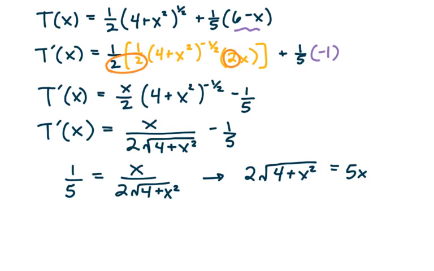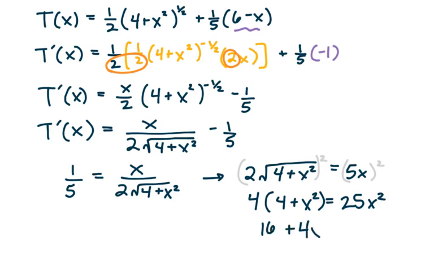I can square both sides of my equation. Squaring both sides of my equation here, that will cancel my square root. Square the 2, I've got 4. And then the square root is canceled by that square. So I have 4 times (4 plus x squared) equals 25x squared. Distribute: 16 plus 4x squared equals 25x squared.